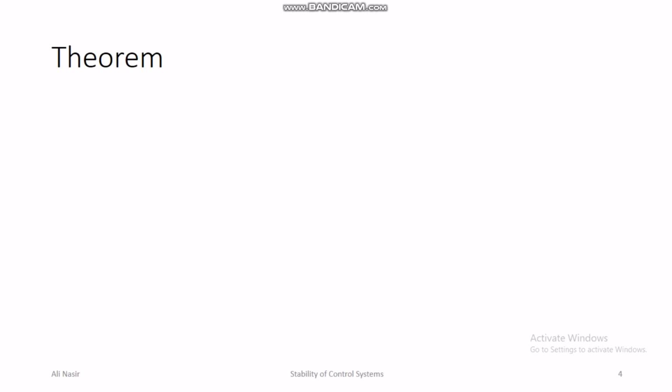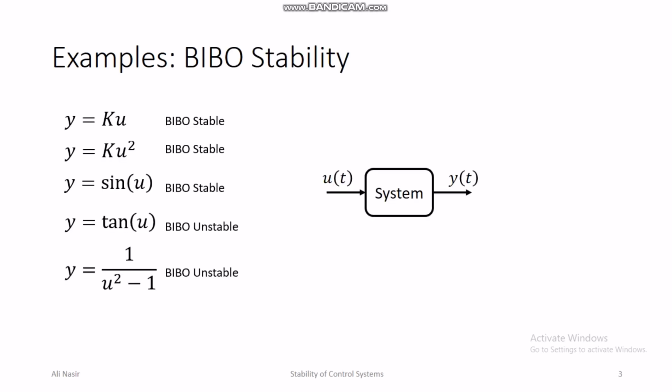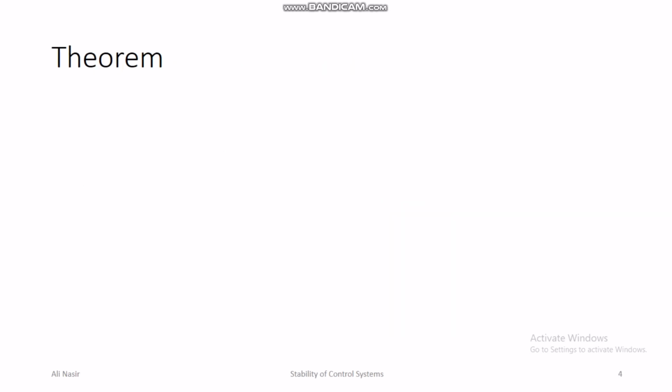Next we look at the theorem, the mathematical result which will help us in calculation of BIBO stability. Recall that in these examples we just calculated BIBO stability with our intuition. But how should we calculate BIBO stability for linear systems that we have discussed in this course? Like for example, if a transfer function is given to us, how do we calculate the BIBO stability?